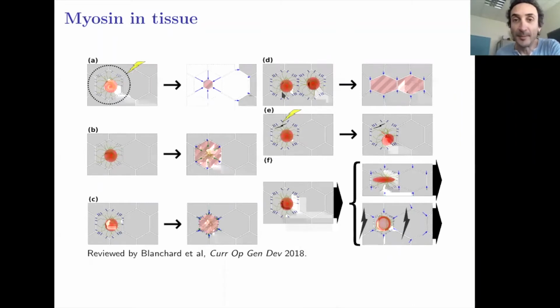Another observation is that if you have several myosin spots in a row, you will have a deformation which is preferentially in the direction orthogonal to that row of myosin.